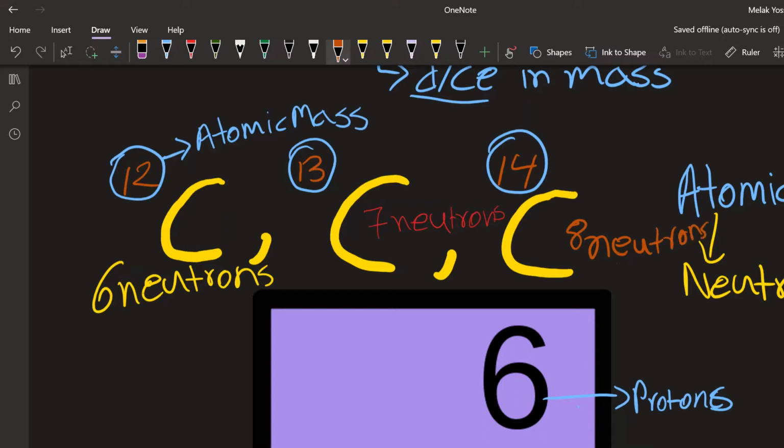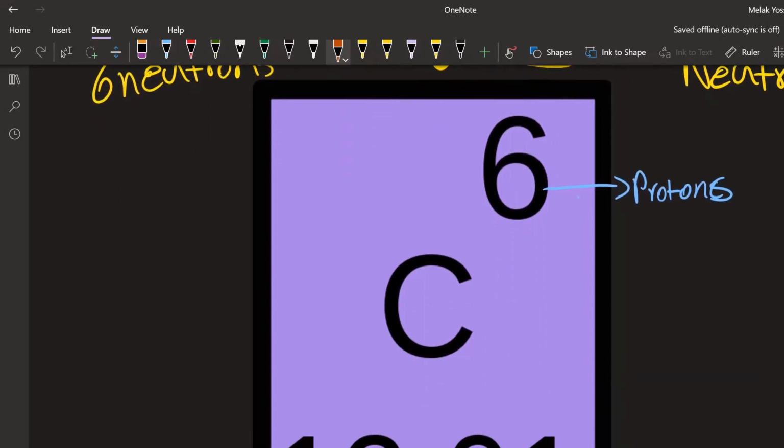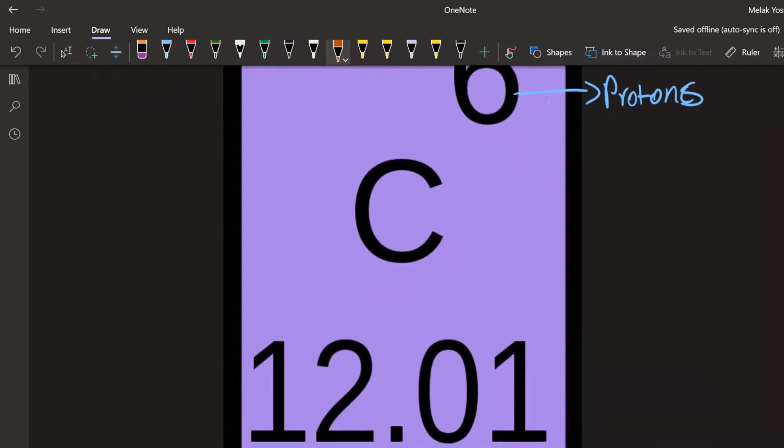Now, which one do we take though? Which one do we use to measure the official mass, or what is known as the weighted average mass? So it's a weighted average. Whichever is more abundant is going to have more influence on the official weight listed in the periodic table. For example, for carbon, the official mass is 12.01.